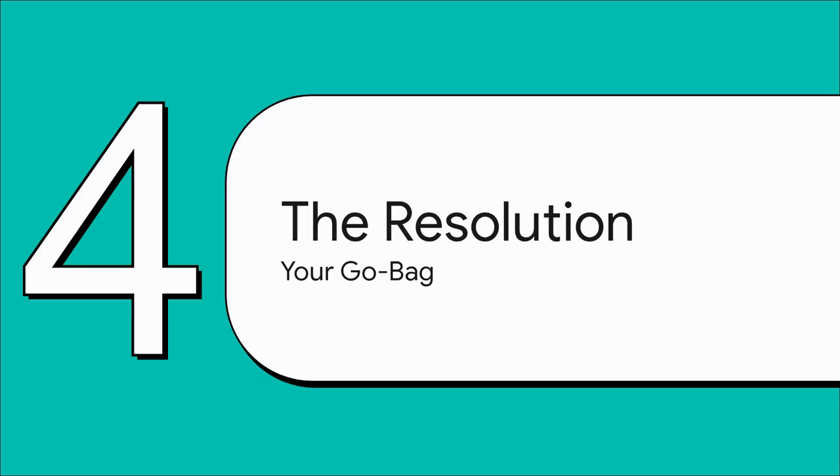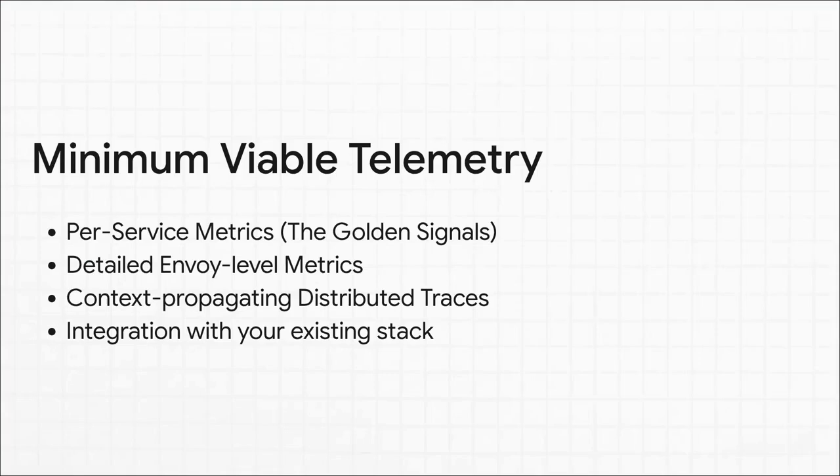So there we have it. We've found our culprit. The case is officially closed. The fix can be deployed, and the API is zipping along again. But what do we need to pack in our observability go bag to make sure we're ready for the next mystery? Okay, so here's the essential checklist.